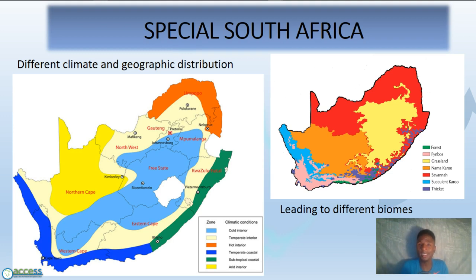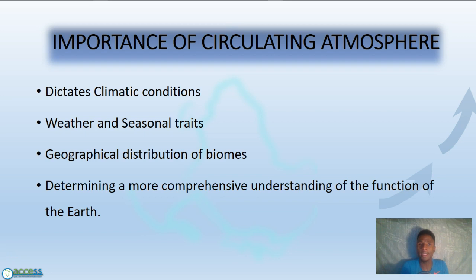So this is really special to us. And then the importance of circulating atmosphere. It dictates climatic conditions, weather and seasonal traits, just like I've already explained, different seasons, geographical distribution of biomes, just like I've explained on how different seasons lead to different biomes. And it also determines a more comprehensive understanding of the functions of the Earth. So now we are able to understand the Earth system in terms of atmospheric circulation, which is great and informative.